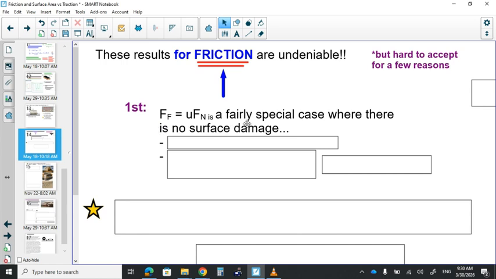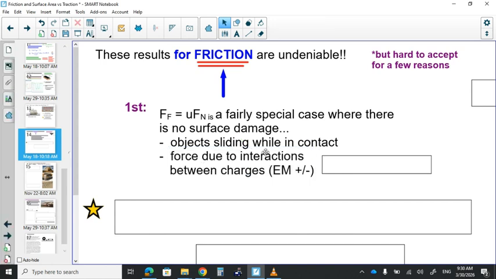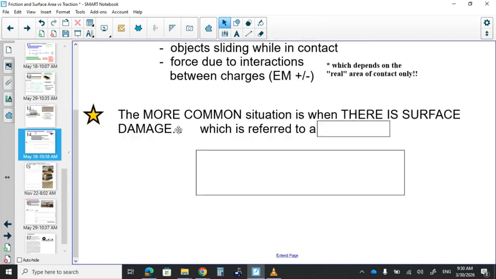We're talking about just friction, and where there's no surface damage, no digging in, things like that, right? So it's objects sliding while in contact, and the interactions are just the electromagnetic, right? There's no scratching, there's no digging in, and so on. So that electromagnetic force depends on that real area of contact only, obviously, right?